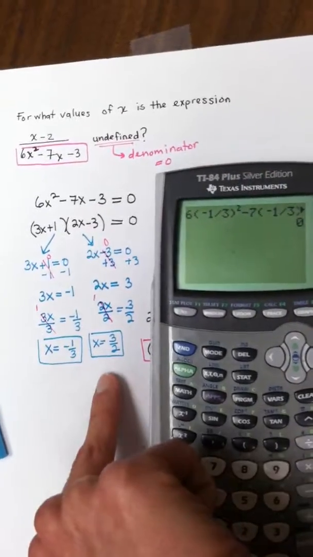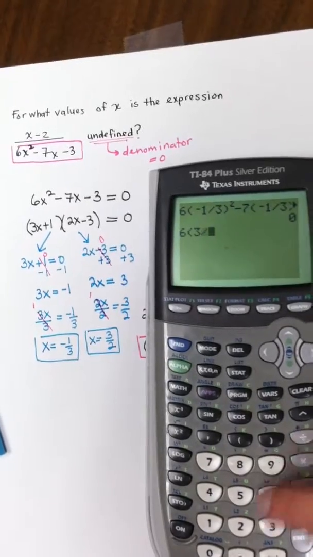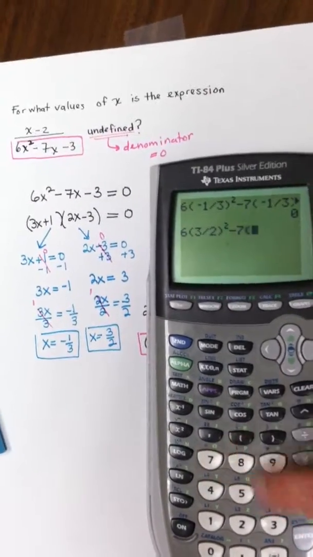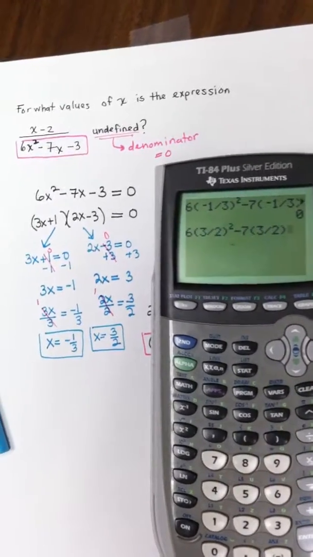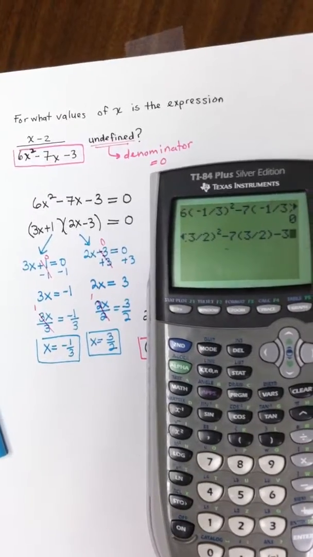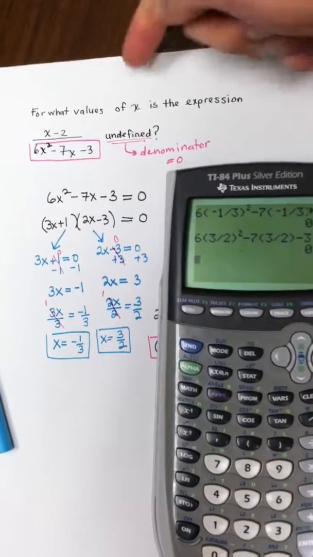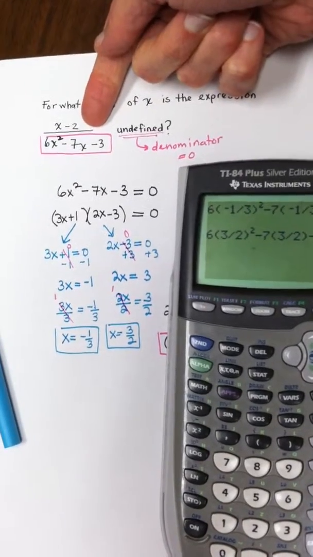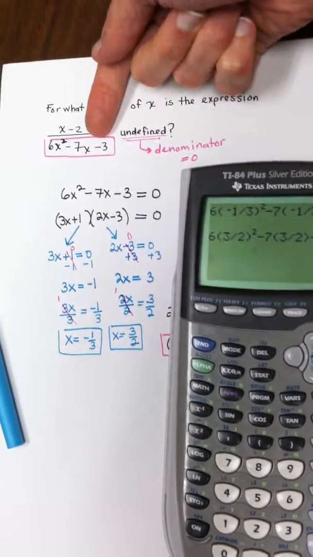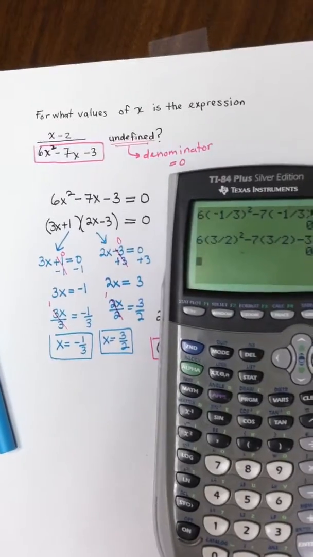Now I'm going to check the other possible solution, which is 3/2. So I'm going to do 6 times 3/2 squared, minus 7 times 3/2, and then I subtract 3 and I hold my breath, and when I press enter, I'm really wanting it to be equal to 0, and it is. So this expression is undefined when x equals 3/2 because when I plug it into the denominator and simplify, I get 0. And if the denominator is 0, the expression is undefined.